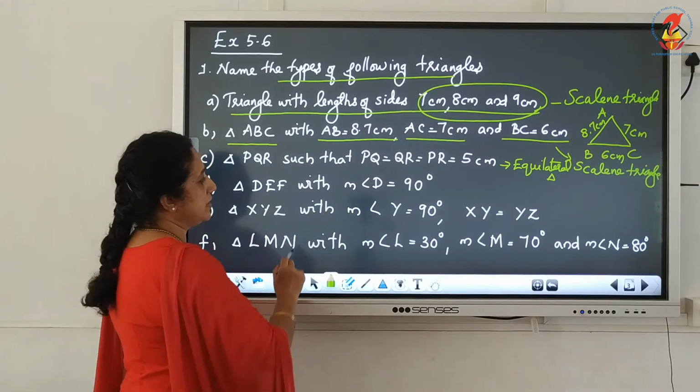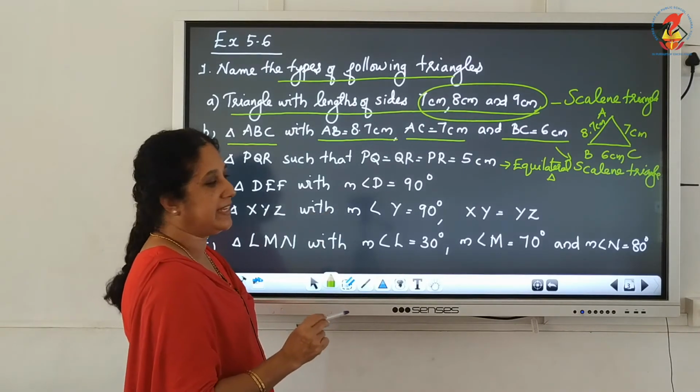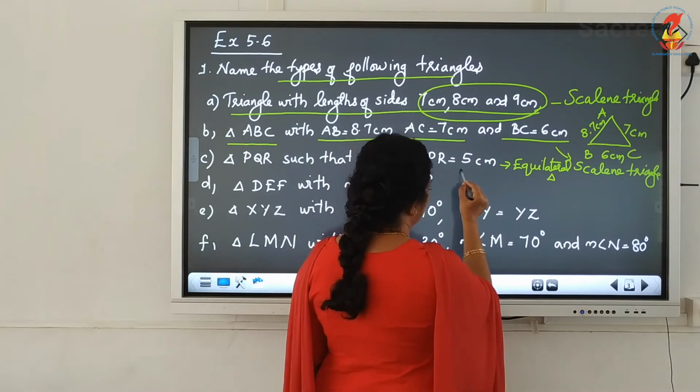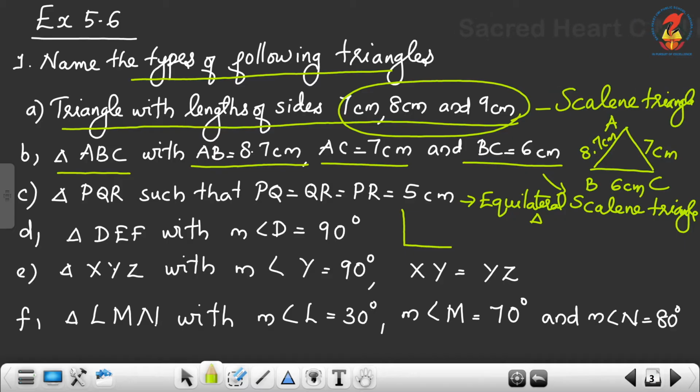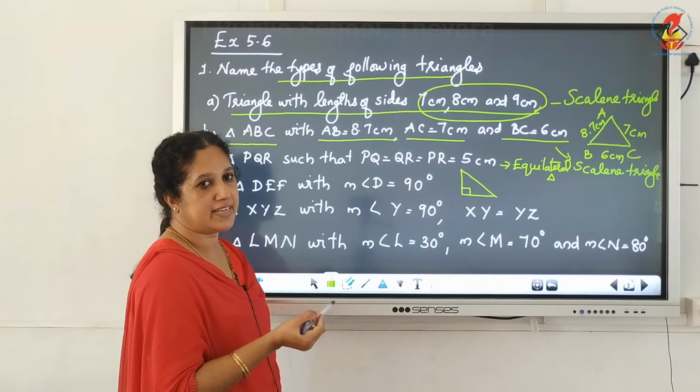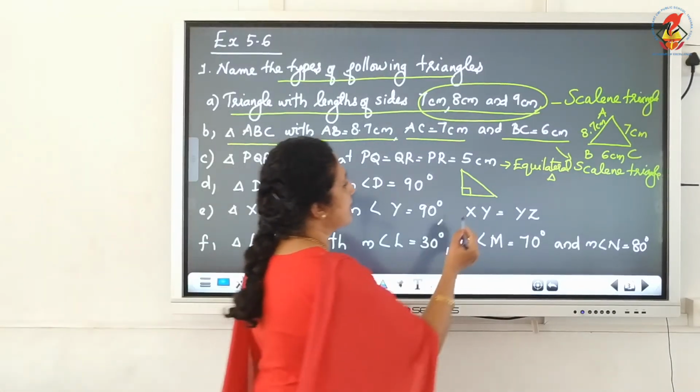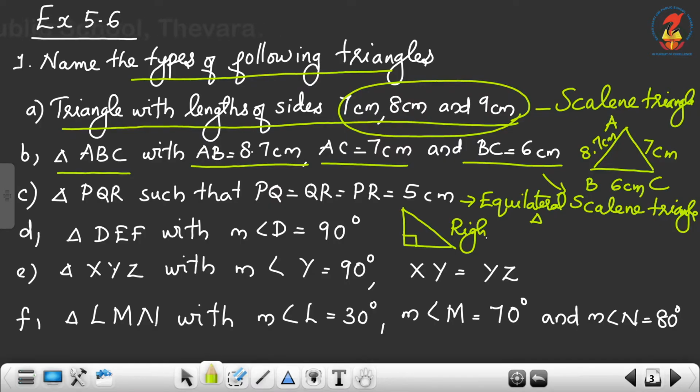Now, triangle DEF with the measure of angle D equal to 90 degree. If one angle is a right angle, the shape of the triangle is in this way. And one angle is a right angle. And we can say that it is what type of triangle? Right angle triangle. One angle is a right angle, so the triangle will be a right angle triangle. So, the answer is right angled. We can draw the right angle triangle in this way also, and we can see that the angle is 90 degree, then it will be a right angle triangle.